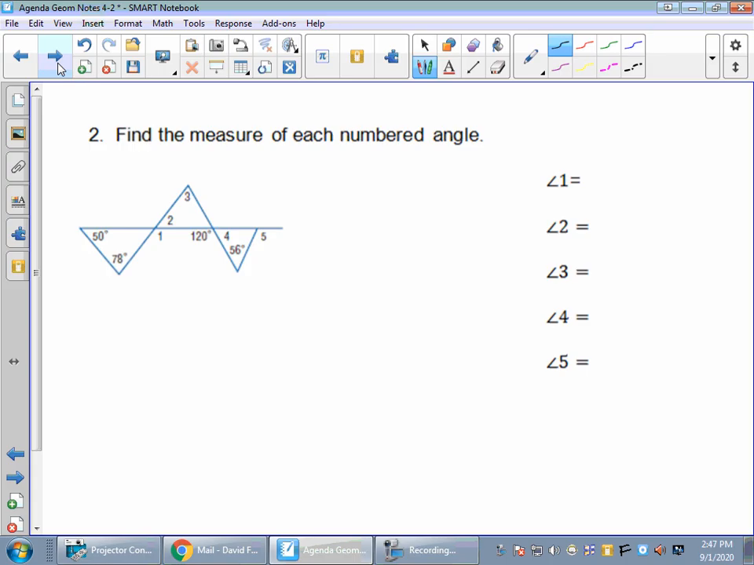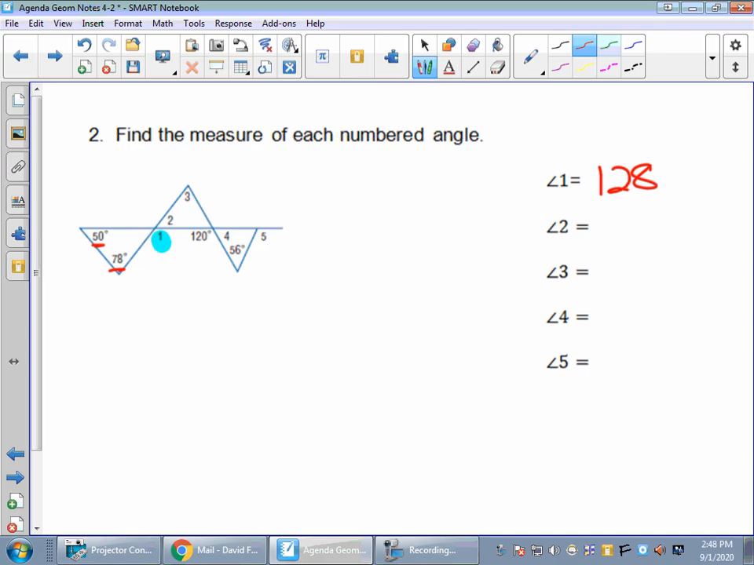If we look at angle 1, I'm going to use the exterior angle theorem for angle 1. The exterior angle theorem tells me that if I add up 50 and 78, that's going to give me angle 1. So I can tell right away that angle 1 is going to be 128 degrees.